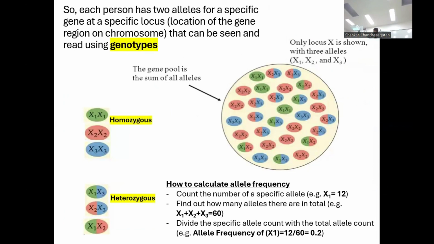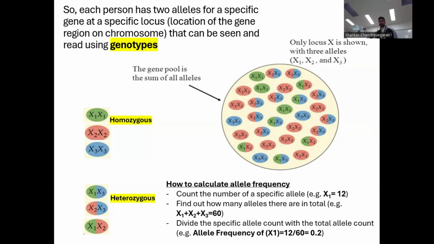So each person has two alleles for a specific gene at a specific locus. What does a locus mean? It is the location of the gene region on a chromosome. So if I say individual X has a dominant allele at locus X, you would say that is capital X, because locus X just refers to the name of the gene sometimes, so you don't have to overthink it. If you see it says locus X, that means you will be labeling it with the X.